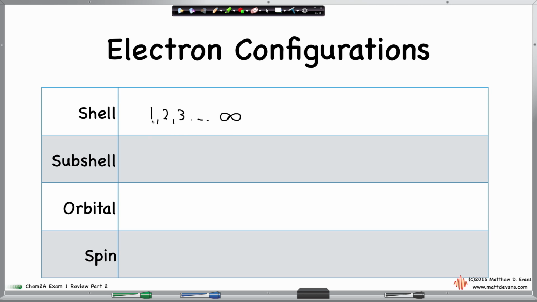But of course, we can only stuff so many electrons in the first shell, because the only thing that can exist in the first shell is called an S subshell, and an S subshell can only hold 2 electrons total. But there's all kinds of different subshells. So there's S, there's P, there's D, and F. These are the common ones.